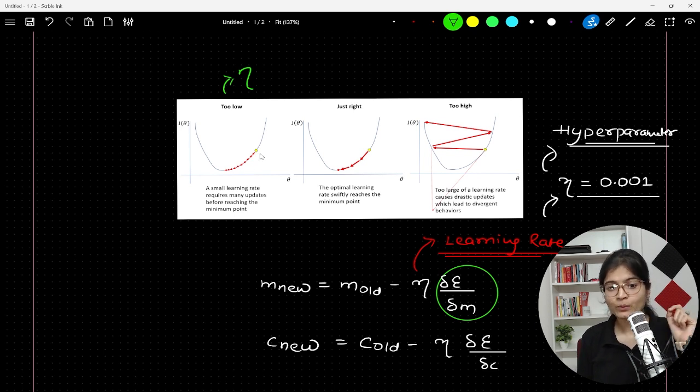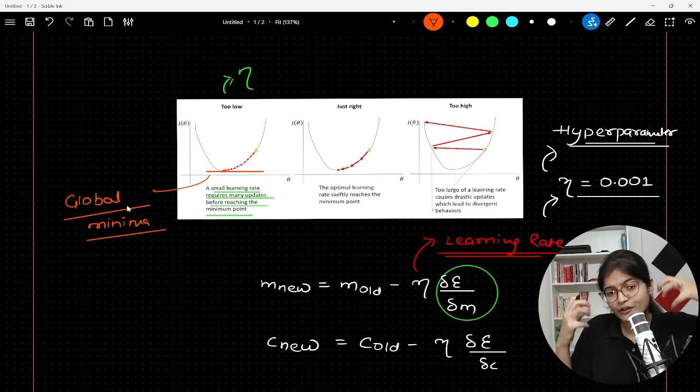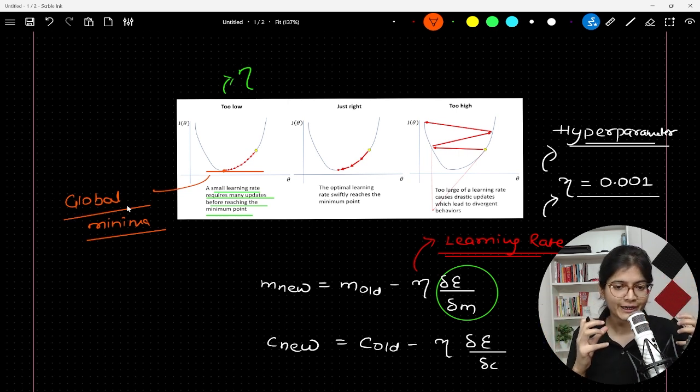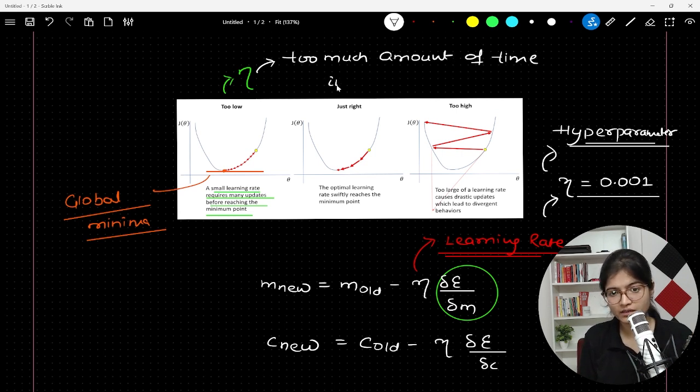You can observe that it requires many updates before reaching the minimum point. I hope everyone can see that this is the global minima in this convex curve. So if you take a very small value of learning rate, it will take too many steps. It will do many updates of the values of M and C to reach the global minima. So it will take too much time in training your model.